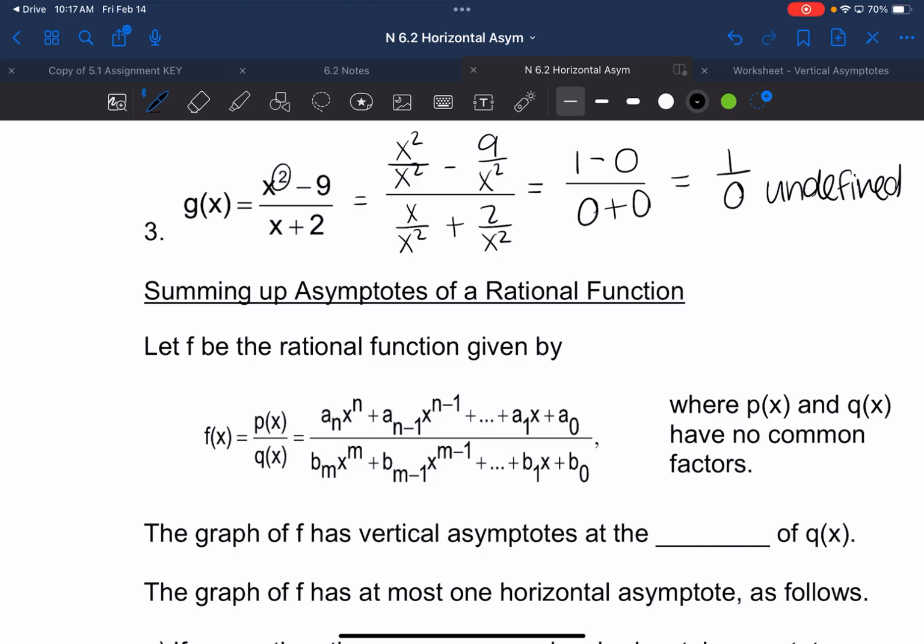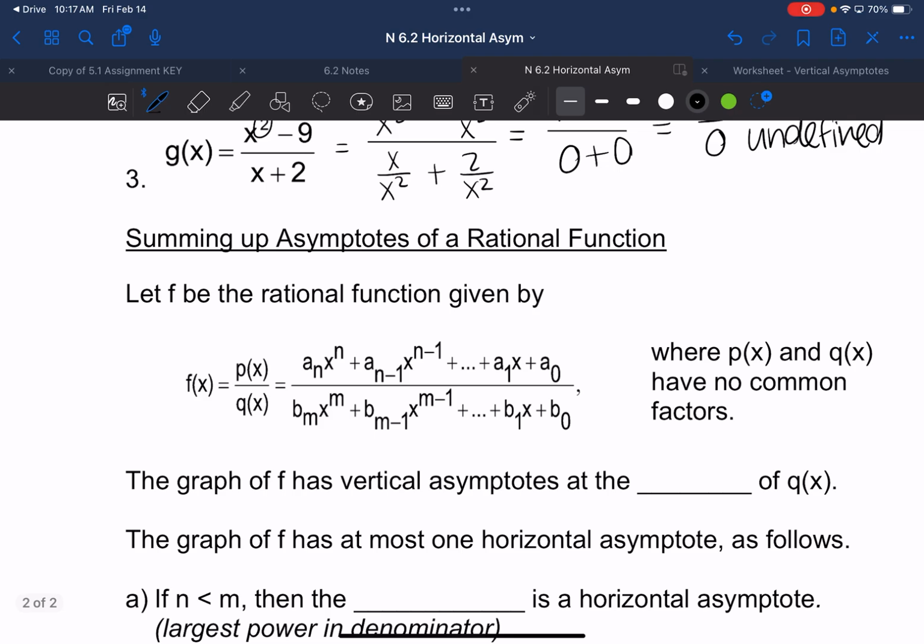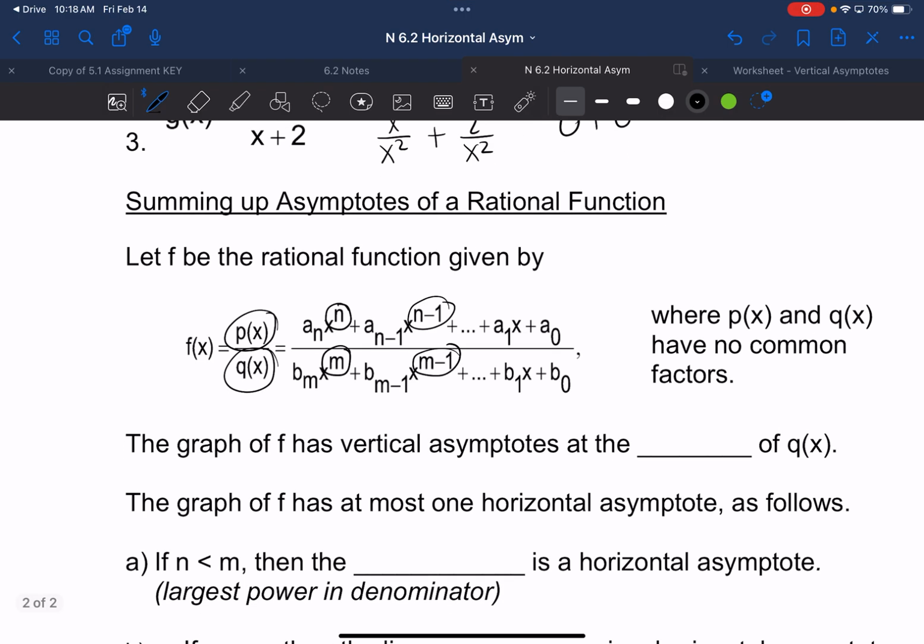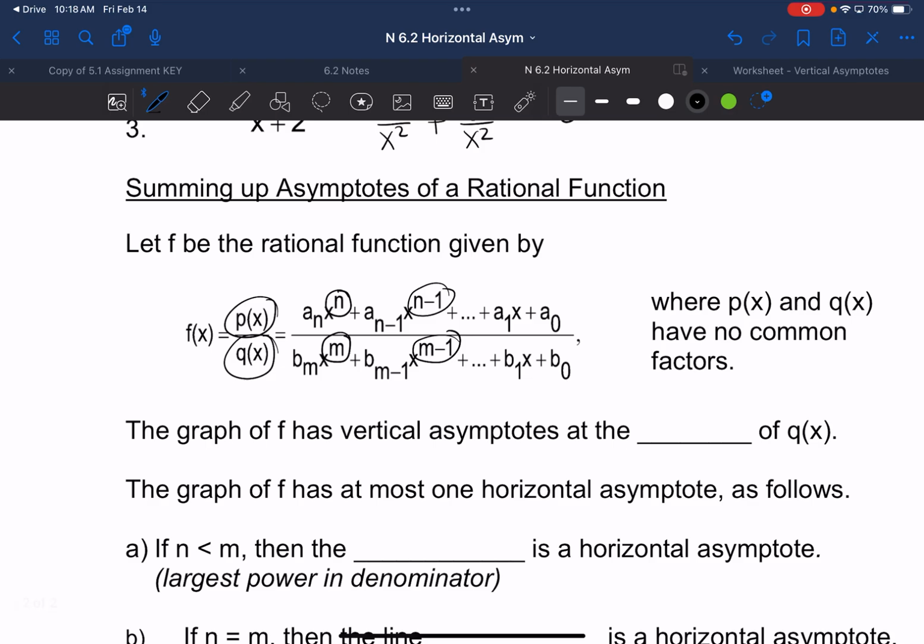Okay, so we actually do have a rule here. Okay, it says, so summing up the asymptotes of a rational function so that we don't have to plug this in and check it every single time, says let f be the rational function expressed by this term, just whatever your p of x over q of x is, okay? If you notice in the numerator, they use the letter n to represent the exponent. In the denominator, they use the letter m to represent the exponent. Okay, it says where p of x and q of x do not have any common factors, so not any way I could simplify it, okay?